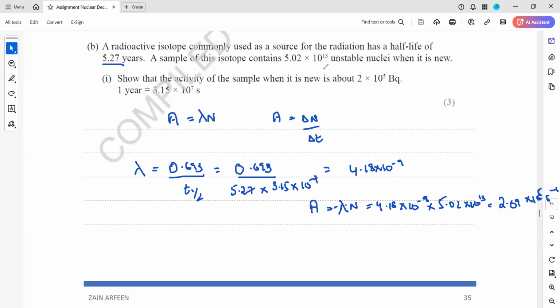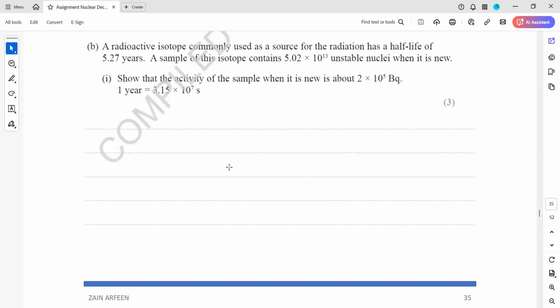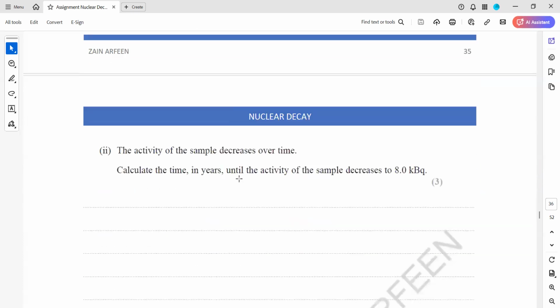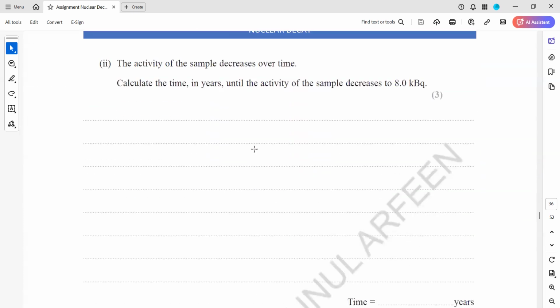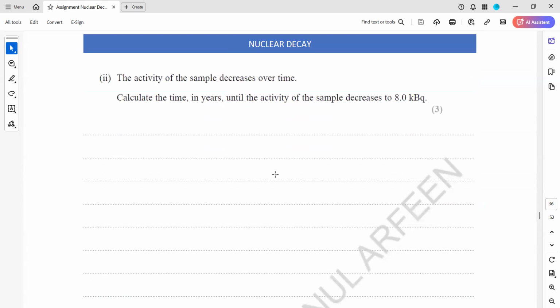That is because the becquerel or second inverse tells how many radioactive nuclei decay. The activity of a sample decreases over time. In the beginning it has a high activity, but it decreases. Calculate the time in years until the activity becomes 8 kilobecquerel.